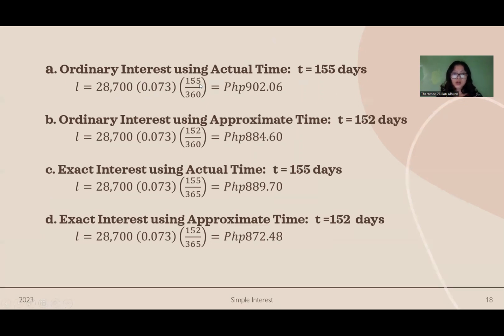Then multiply, and then the time, from the approximate or actual time, is divided by the ordinary interest denominator, which is 360. So we just divide in order to get the answer. It is the same method here, but we have to be attentive: if ordinary interest is being asked, the denominator is 360, and if exact interest, the denominator is 365. For actual time, the numerator is 155, and for approximate time, it is 152, in order to get the correct answer to that certain problem.